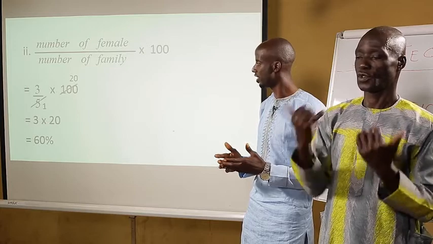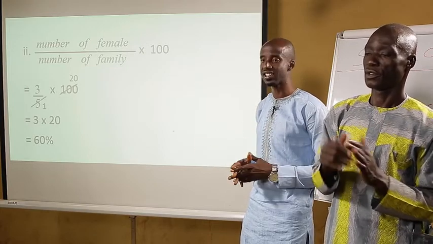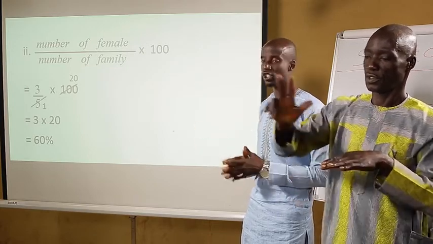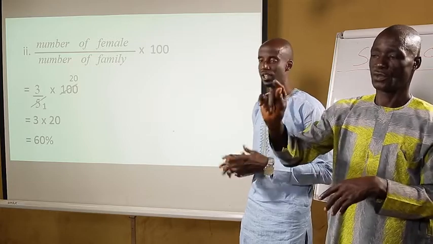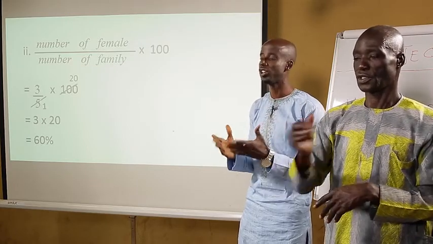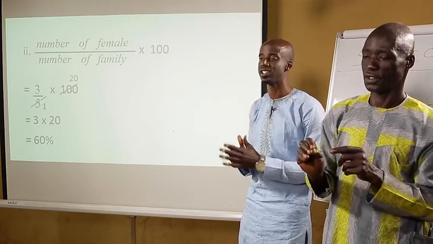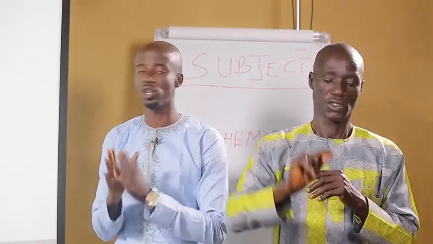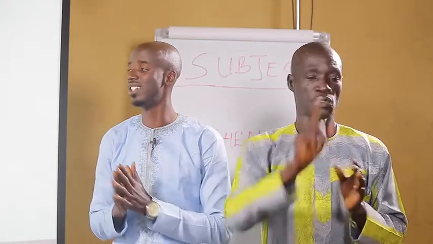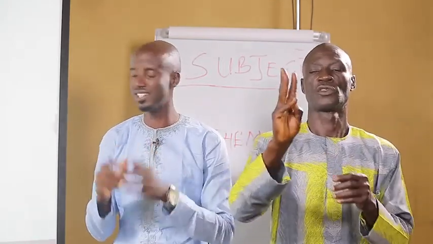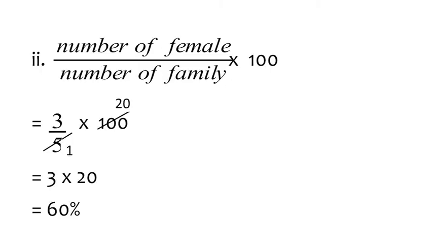So at this point, we go to the next step, which is 3 multiplied by 20. And my dear learners, when you multiply 3 by 20, what it means is you have 20 into 3 places. 20 plus 20 plus 20. That gives you 60. And don't forget to write the symbol of percent.